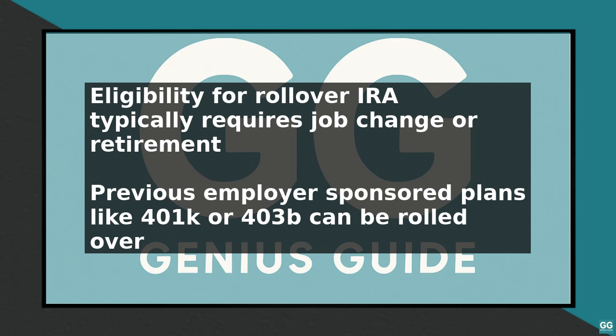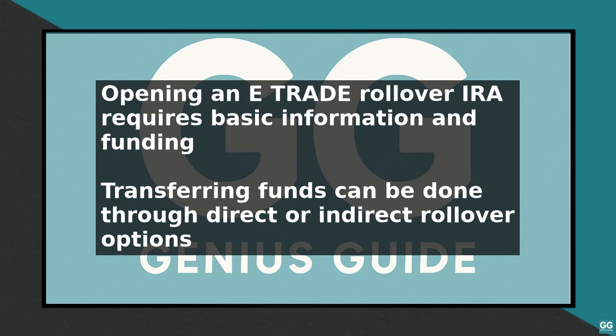An indirect rollover is when you receive a check for the funds and then deposit them into your E-TRADE Rollover IRA. This option may be subject to taxes and penalties if not done correctly.